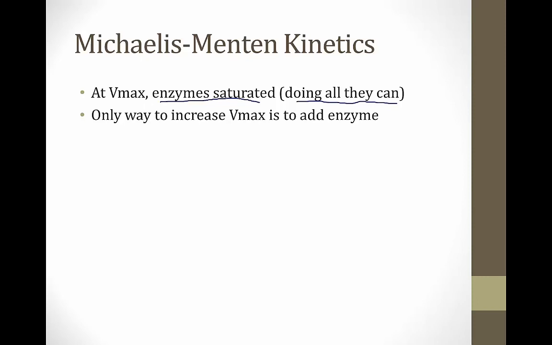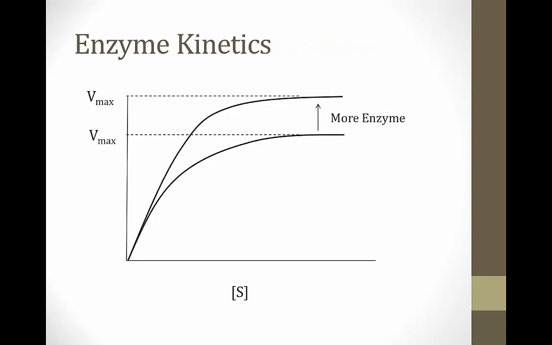This means that the only way to increase the velocity beyond Vmax is to add enzyme. And I've illustrated that on this slide here. The lower curve is system 1, and it's got a fixed amount of enzyme, and it gets maxed out here at Vmax. The only way to go higher and get above Vmax is to add more enzyme to the system so you can convert more substrate into product.